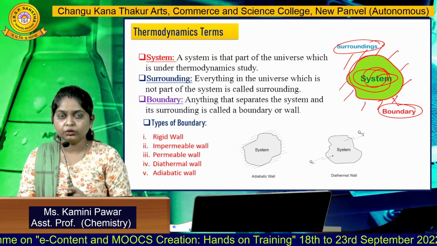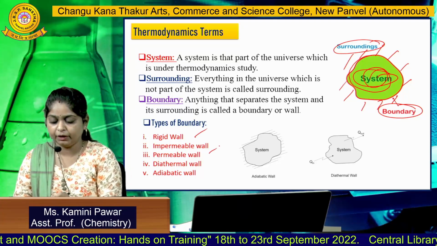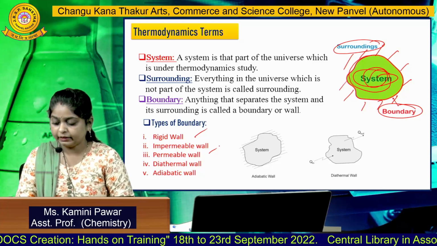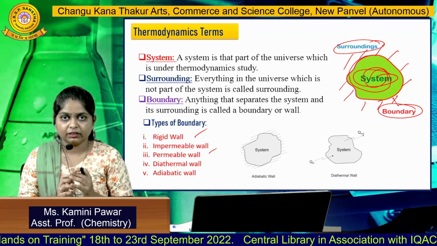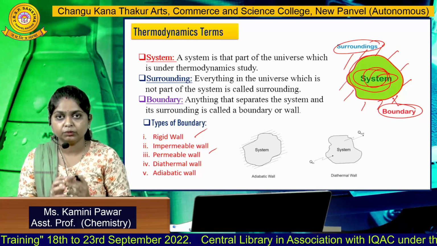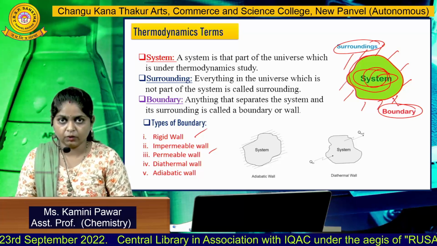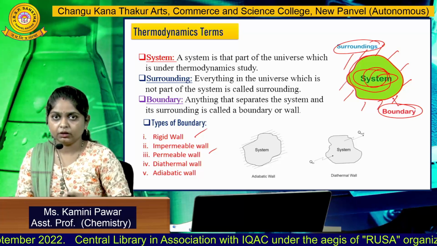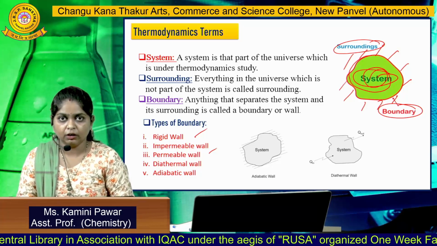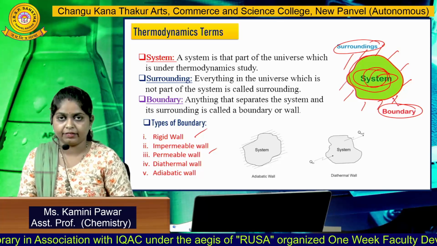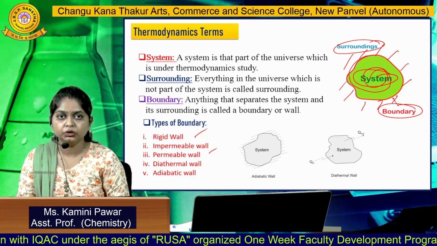Now students, boundaries are of different types: rigid wall, permeable wall, impermeable wall, diathermal wall and adiabatic wall. A rigid wall is a boundary which has a fixed position and shape. The impermeable wall does not allow the transfer of matter. The permeable wall allows the transfer of matter as well as energy. The diathermal wall is a good conductor of heat.